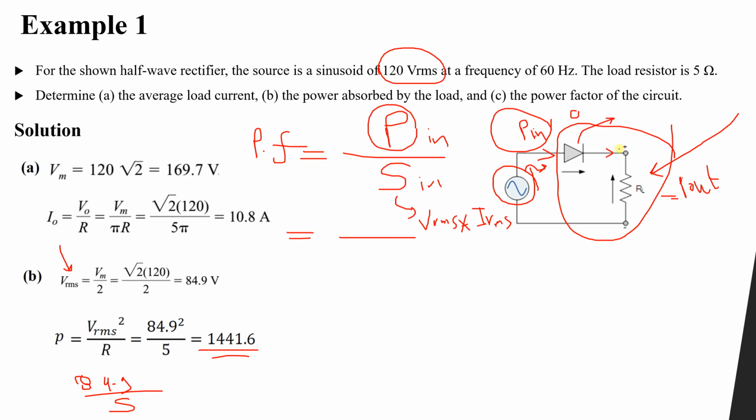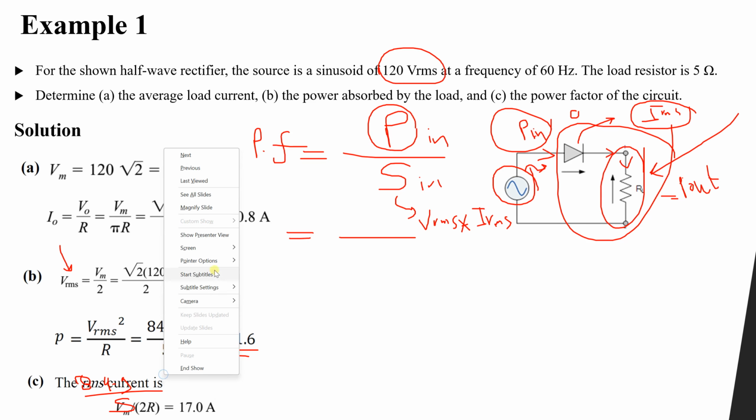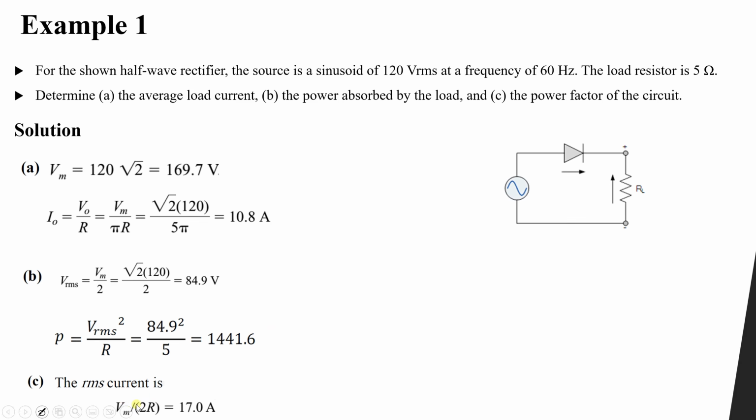Now where did we get this? The current going through the load as an Irms will be Vrms, the voltage across the load, divided by the resistance. So the voltage RMS across the load, 84.9, divided by the resistance gives us Irms. This root mean square current is the same as the input current coming from the supply. That's why Irms output is equal to Irms input. So let's just collect all of this. As you can see here, Vrms of the output is equal to Vmax over 2, and this divided by the resistance gives us 17 amperes.